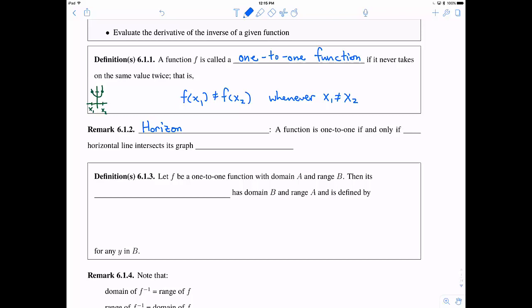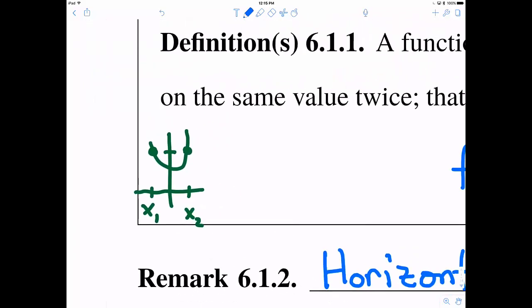We may remember something called the horizontal line test back from our good old algebra days. It says that a function's one-to-one if and only if no horizontal line intersects the graph more than once. Let's go back and look at this. If we drew this horizontal line at this height, it intersects twice. So this function is not one-to-one.